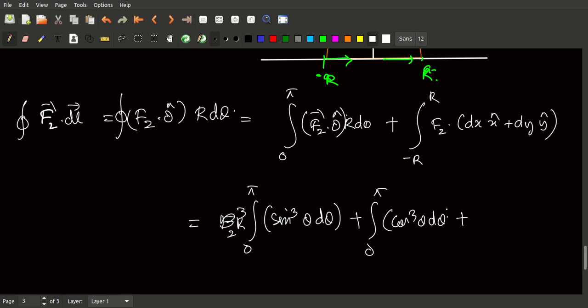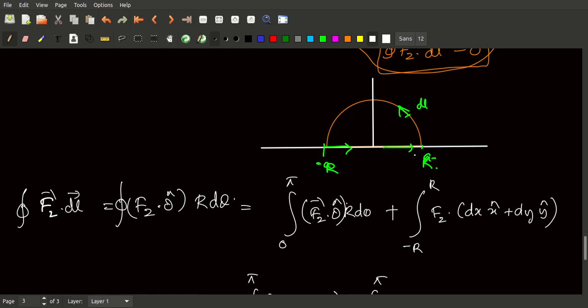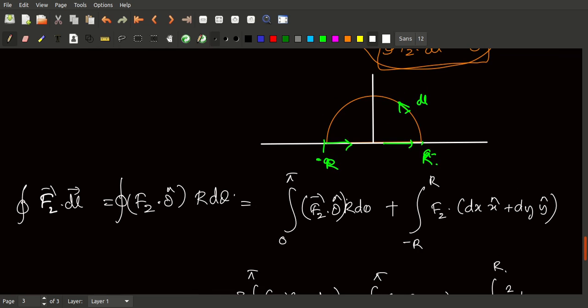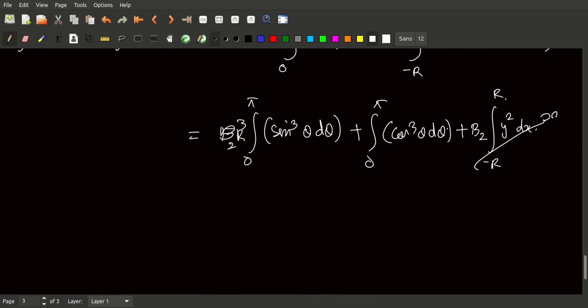Plus now along here we have this f2 term, dx and dy. Here only the x term is changing, the dy part will go, so only the x component of f2 we have to worry about. So that is b2 into integral of y square dx from minus r to r. So what is the y value here? Y value here is 0, so this term will vanish to 0 because y equal to 0.